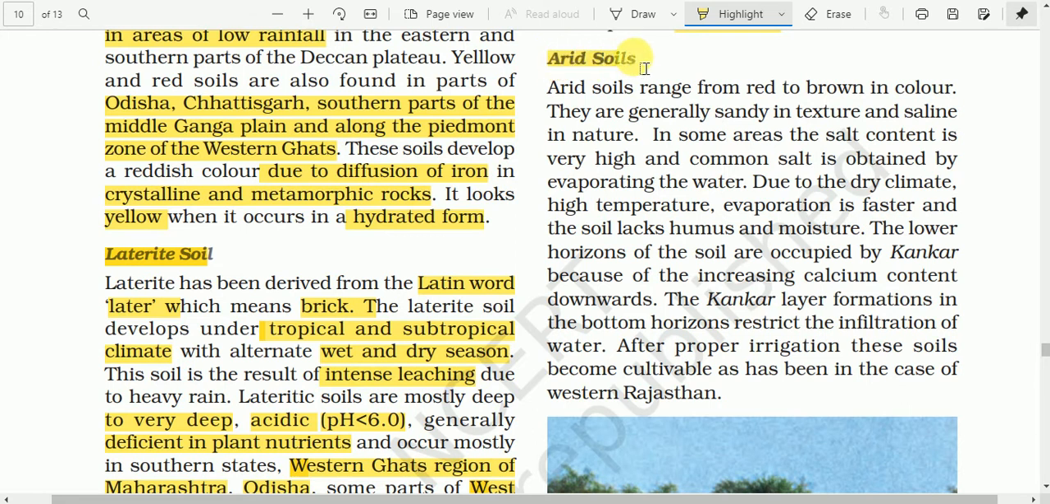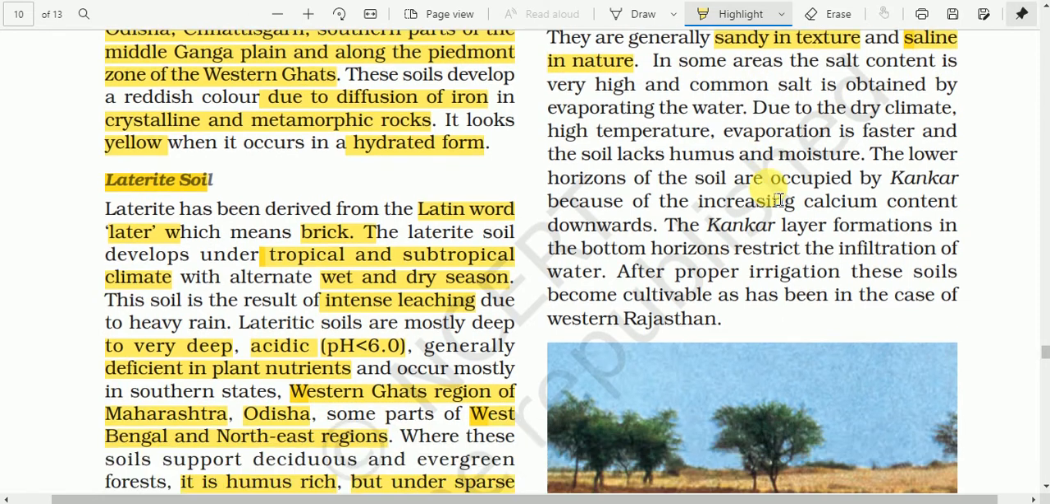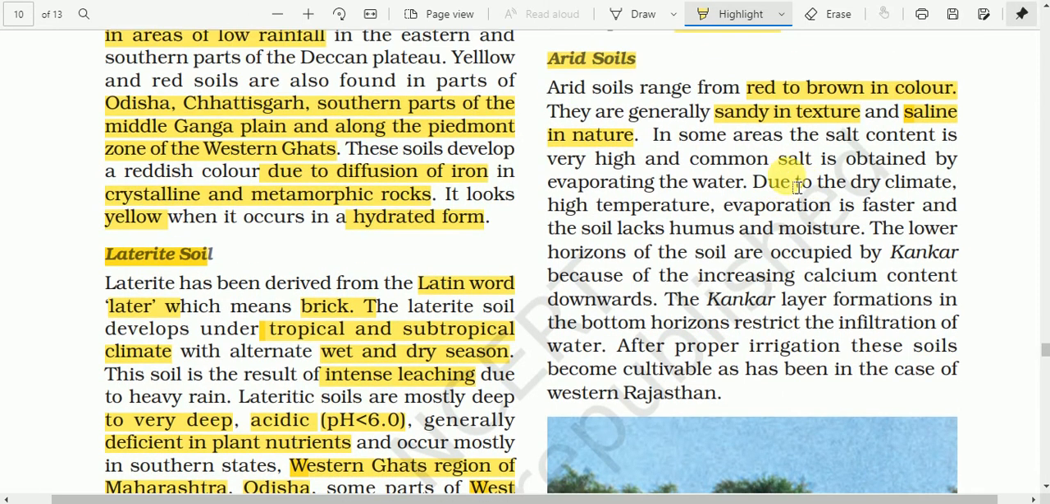The next type of soil is arid soils. The color of arid soil ranges from red to brown. About texture, arid soils are sandy in texture, meaning they contain sand, and saline in nature. It contains salt also, and in some areas the salt content is very high.